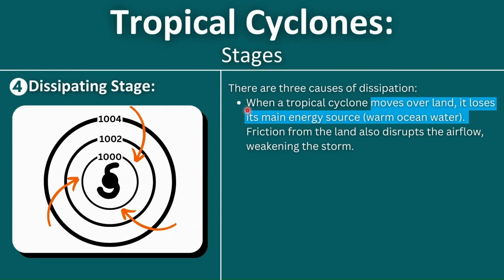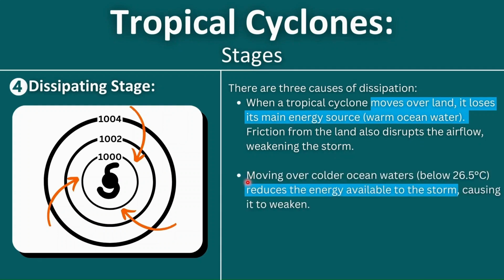So the first cause of dissipation will be when a tropical cyclone moves over land, it loses its main energy source, which is warm ocean water, right? Friction from the land also disrupts the airflow, weakening the storm.